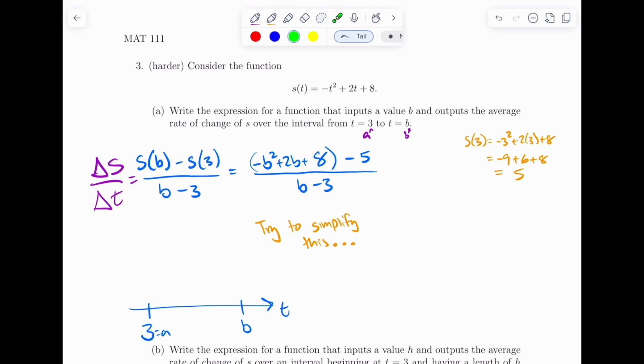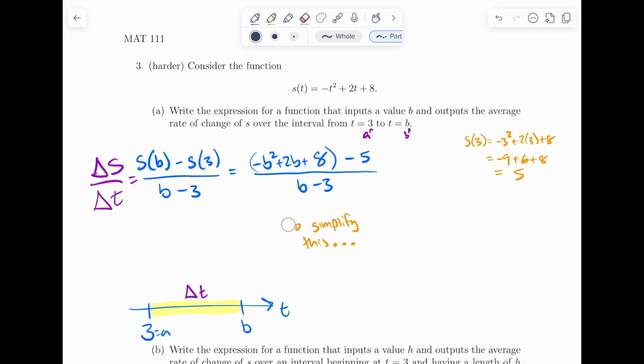Over this interval, the t value changes from 3 to b, so b minus 3 measures that distance. And in the y direction, or s direction, this difference, s of b minus s of 3, measures that distance. So correctly, we substituted here. We said that s of b was this value; we plugged in b for t into the formula. We said that s of 3 is 5. Over here we plugged in 3 for t and computed that and saw that it's equal to 5.